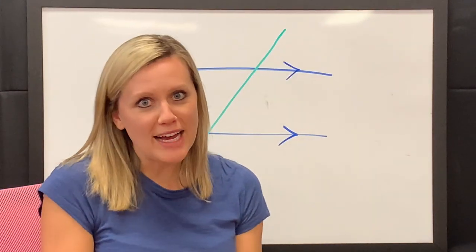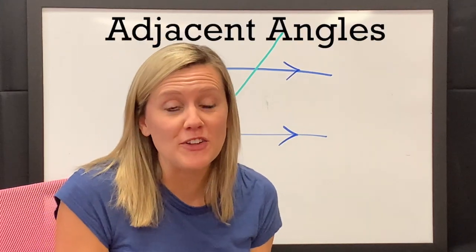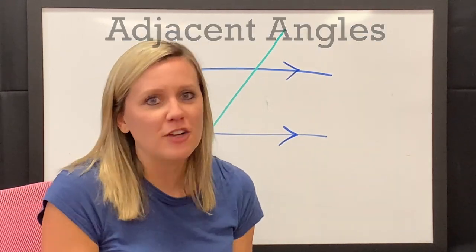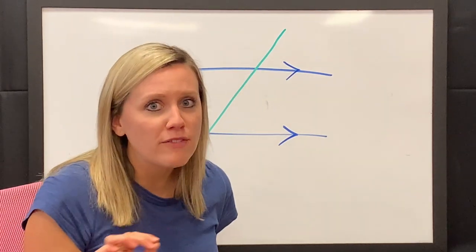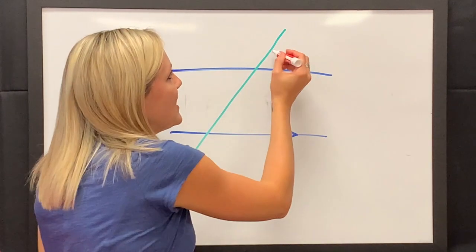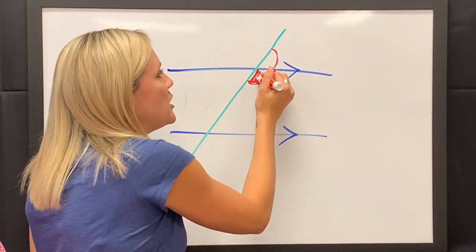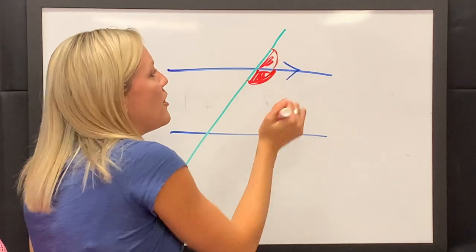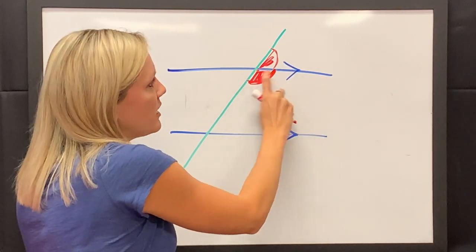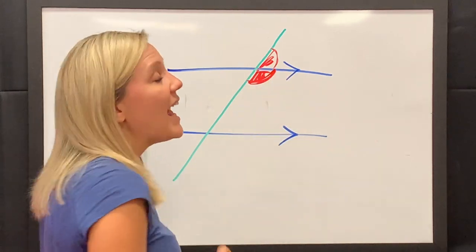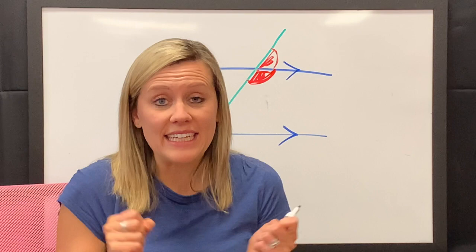The very last word we're going to talk about is adjacent angles. And adjacent angles share a vertex, and they also share part of a line. So this angle here and this angle here, those are adjacent angles. Those angles share this vertex where they meet, and they also share this blue line right here. And adjacent angles also equal 180 together.